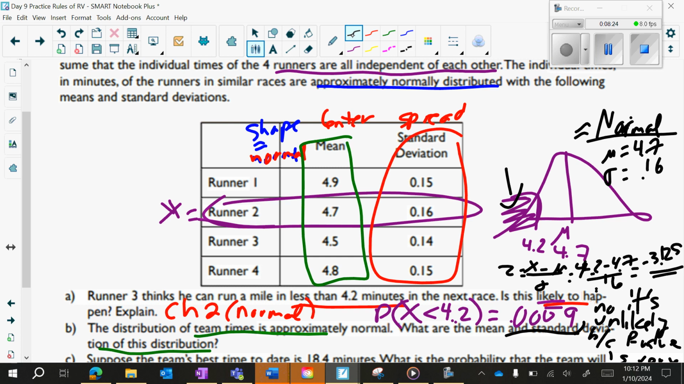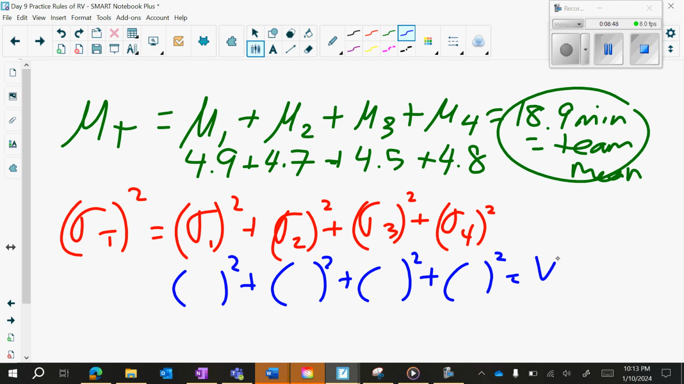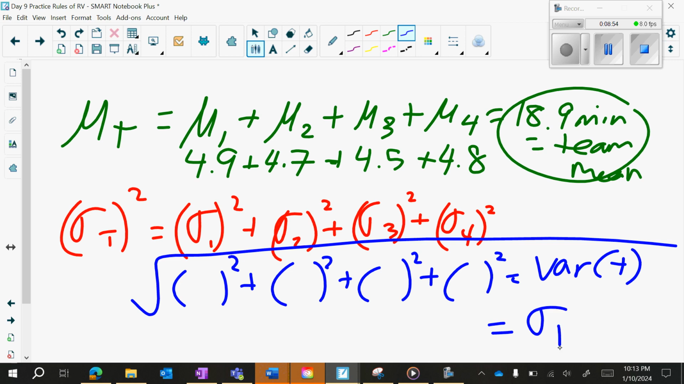Let's do a different color. Let's do blue. Variance. Okay, so you're going to do 0.15 squared, 0.16 squared, 0.14 squared, and 0.15 squared. So do that now. And then you're going to add those all up. Add them all up. And that's going to be the team variance. And then whatever you get, you're going to take the square root of that. And that's going to be the team standard deviation.